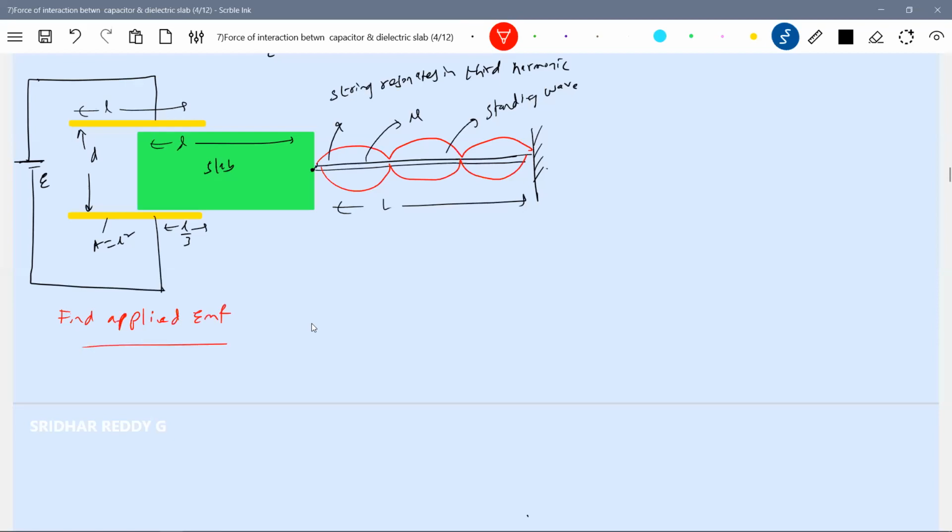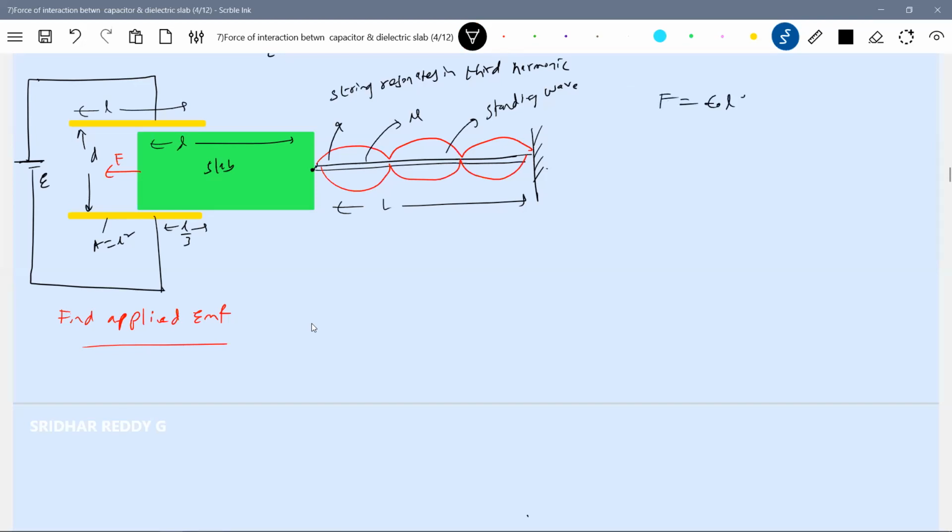This is what happens in most of our physics problems. The moment you learn this, you will start applying it to other ideas. Who will provide the tension? Where will the tension come from? This particular force. So what is this F? F should be equal to T.